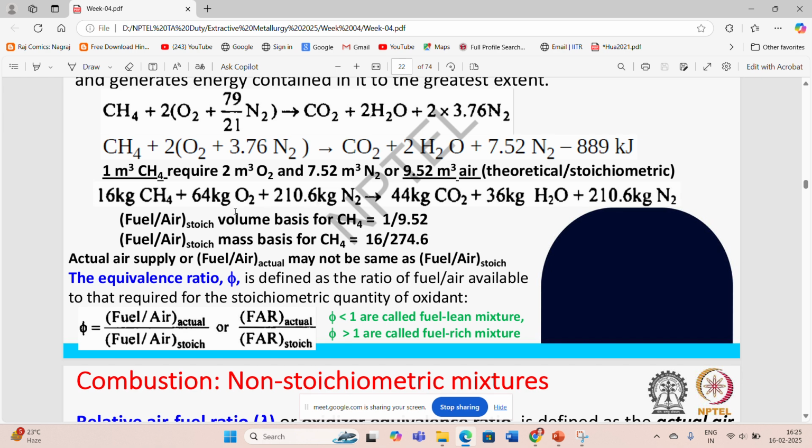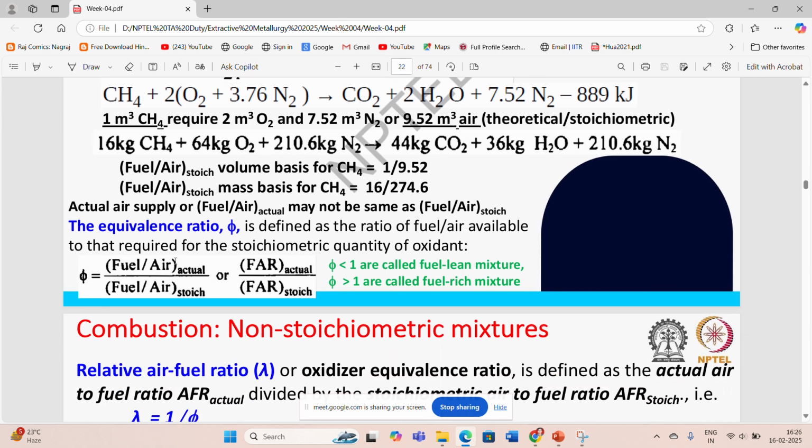According to calculations, the complete fuel to air stoichiometric requirement on the volume basis is that 1 meter cube of CH4 is going to require around 9.52 meter cube of stoichiometric air for the complete combustion of the methane gas. So actual air supply or fuel air may not be the same as stoichiometry. We always have to provide more than the stoichiometric amount of air for the proper combustion of the fuels, like 1.10x of stoichiometry or 1.2x of stoichiometry, that we have to check.